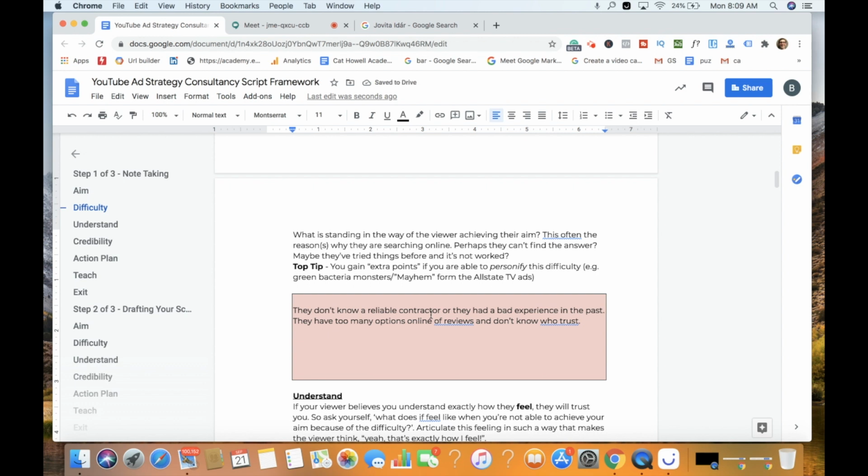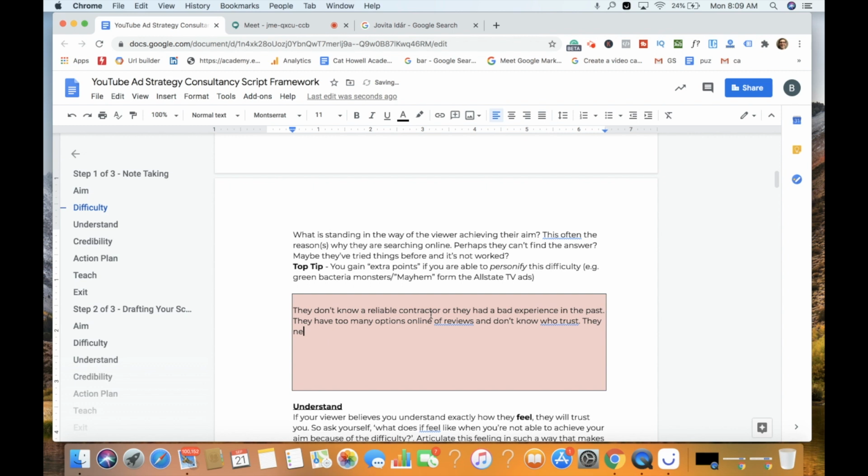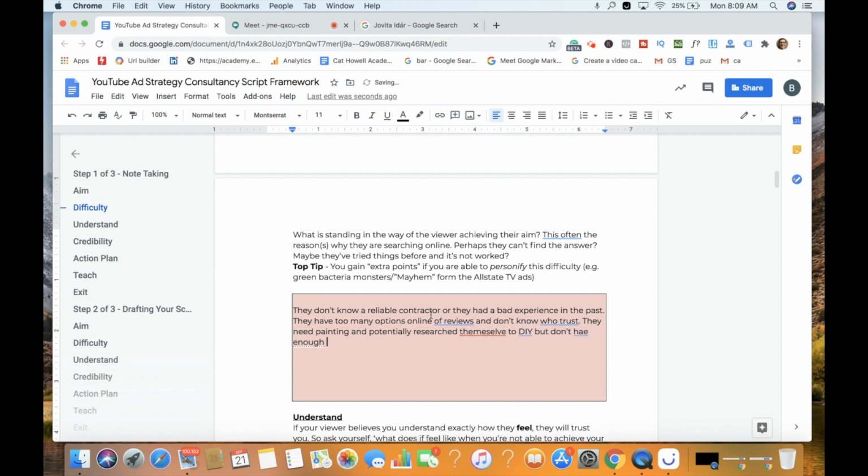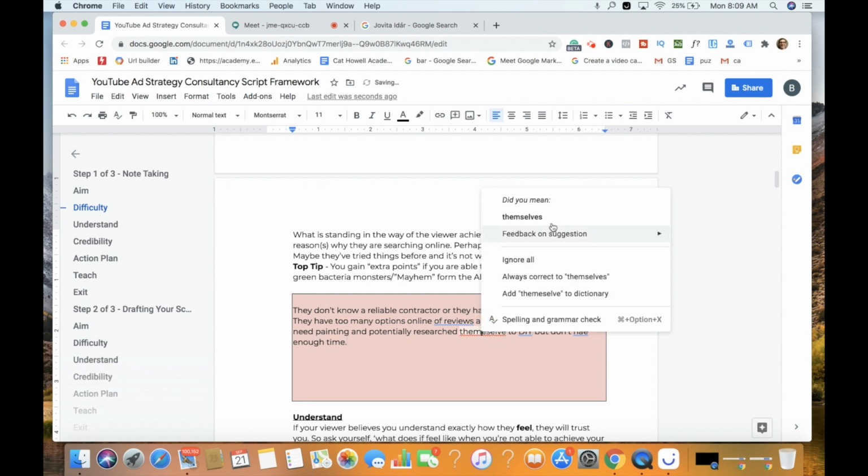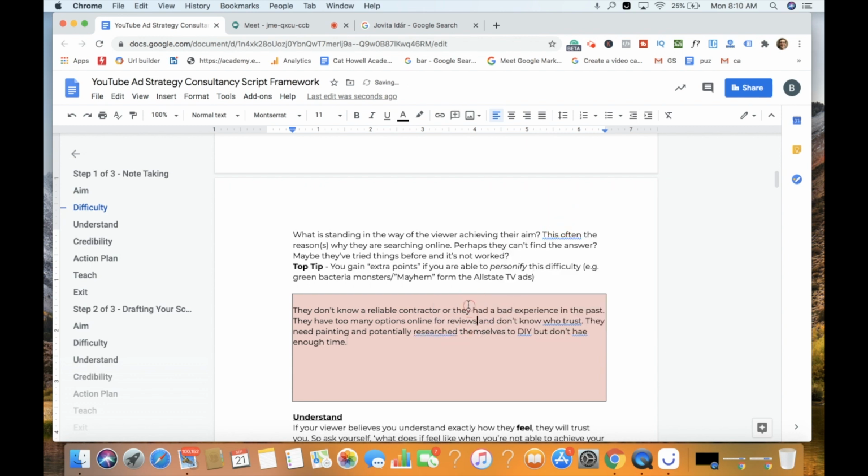So what would be the reasons that they're searching online? They need painting. They maybe thought about doing it themselves, but it's too much work, right? And they don't have time to research and DIY. Okay, and then perhaps they can't find the answer. Maybe they've tried things before and it's not worked.